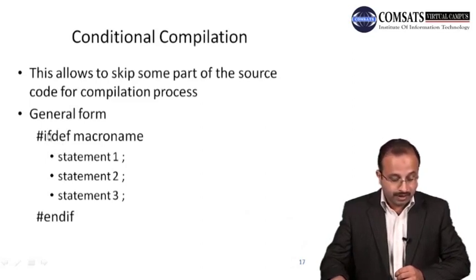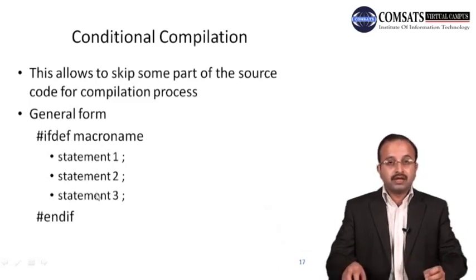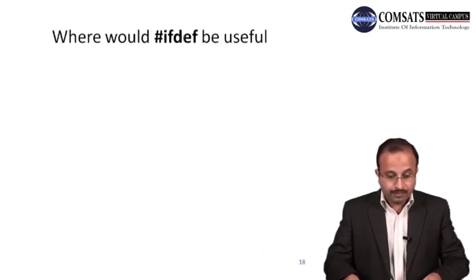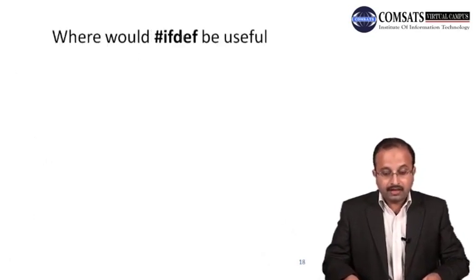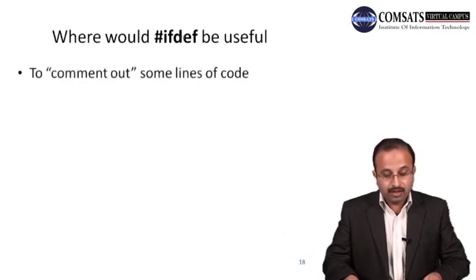So it starts from here and ends over here, and if this macro is defined above in the program, it will execute these three statements. If it is not, it won't execute. So where would hash ifdef be used? To comment out some lines of code.